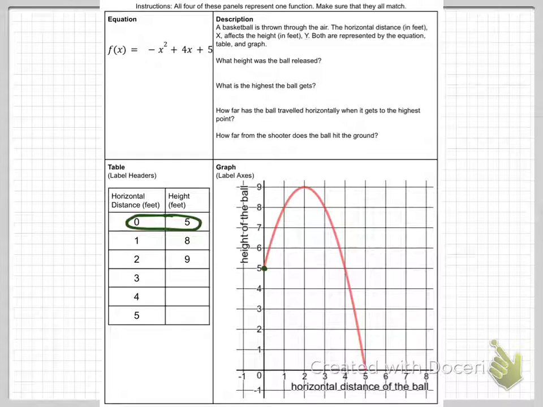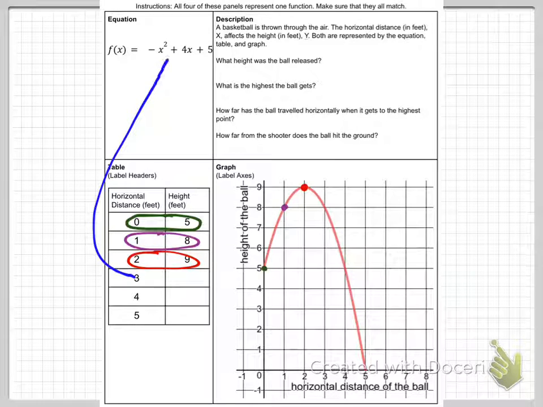So notice on the graph, (0, 5) is the point right there, (1, 8) is the purple point right there, and (2, 9) is the point right there. I could plug 3 into the equation and get out an output, a height. Or I can just look at the graph. When I look at the graph, if x is 3, that point right there is (3, 8). So my output is 8.